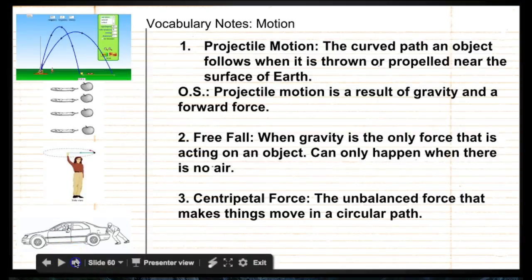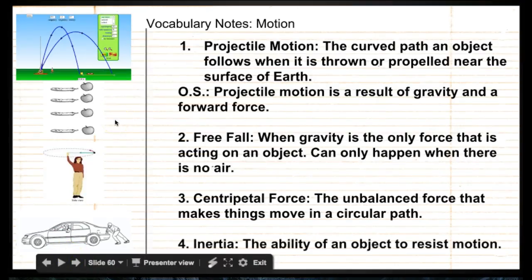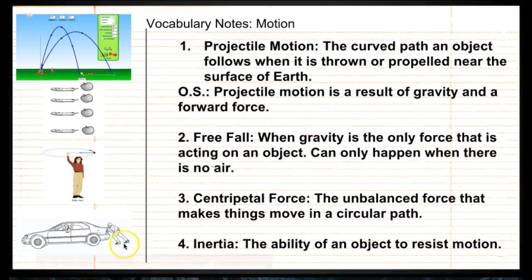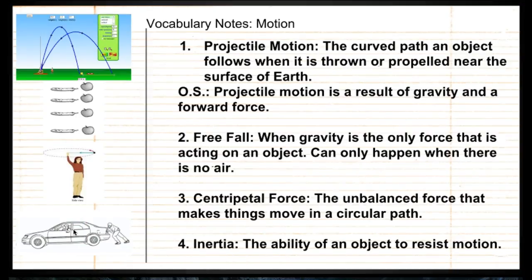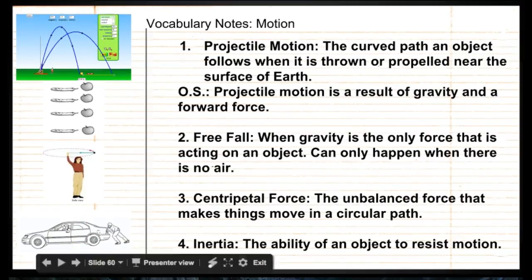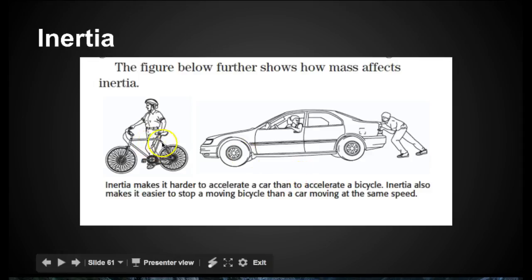Alright, here's the last term for today. Inertia. Every object that has atoms has inertia. Inertia is the ability of an object to resist motion. For example, this student pushing on this car, we say has a lot of inertia. It takes a lot of force to get it moving, because it's such a big mass. Here's a bigger picture, and of course this bicycle would have less inertia because it has less mass. So it's the amount of force that's required to get an object to accelerate or to start moving.